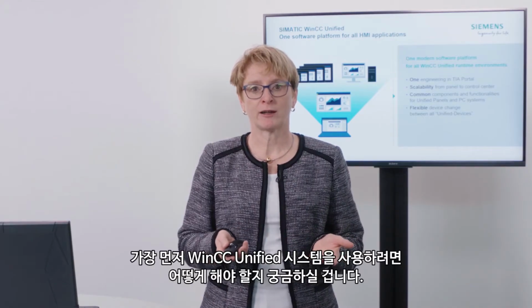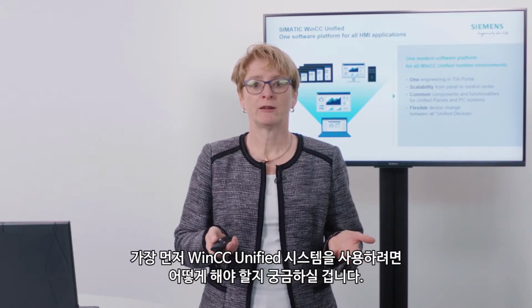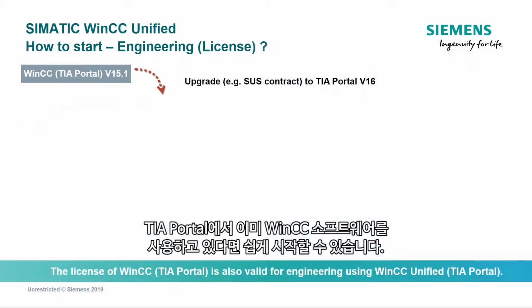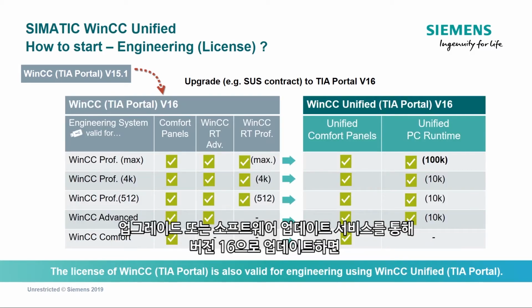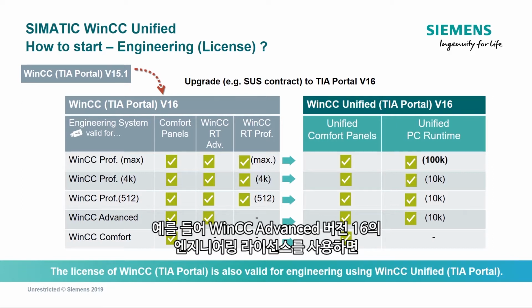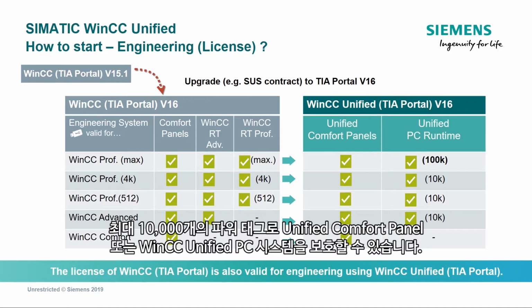The first question that pops up, though, is what you have to do so you can get started with WinCC Unified. For those who are already using current WinCC software in TIA portal, this is very easy. By updating to version 16 via an upgrade or the software update service, you can also use your engineering license for corresponding WinCC Unified engineering. For example, with the engineering license of WinCC Advanced version 16, you can also project unified comfort panels or a WinCC Unified PC system with up to 10,000 power tags.